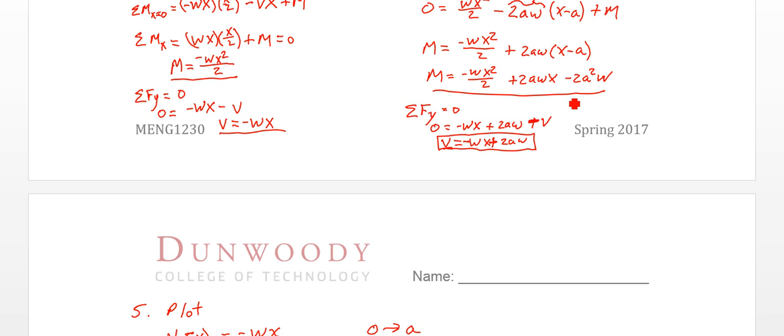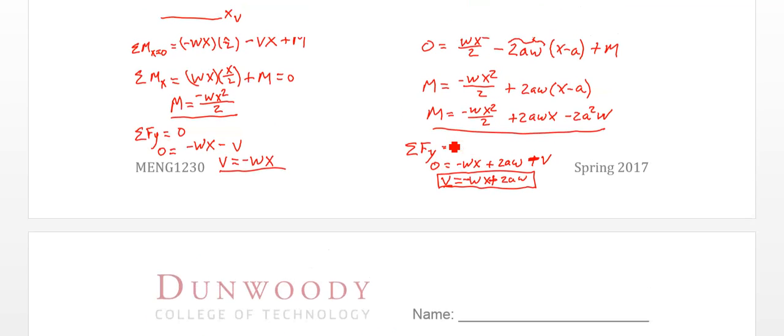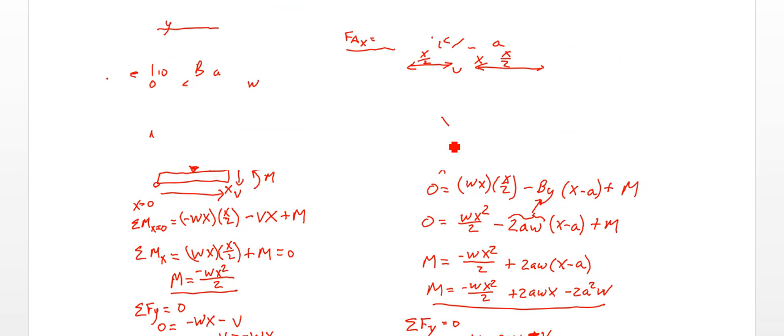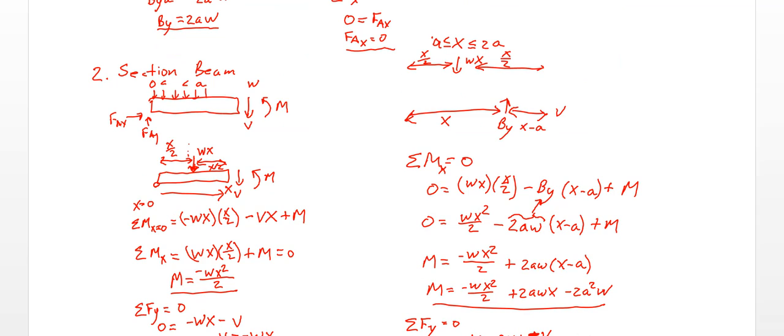If I sum moments at the point where I'm taking the shear, I don't have to include the shear in my moment calculation. If I take it at the other end or another point, I will have to include that. So hopefully this video clears that up for you, as well as gives you a walkthrough of how we make that shear and moment diagram.